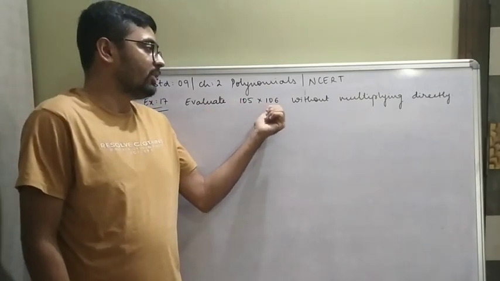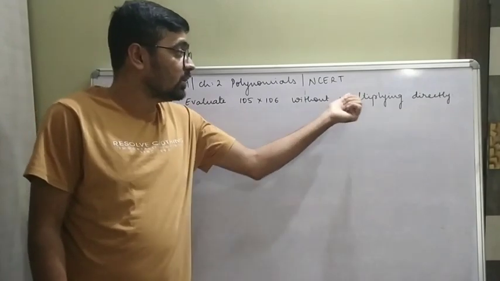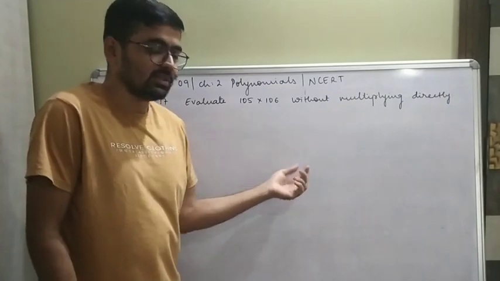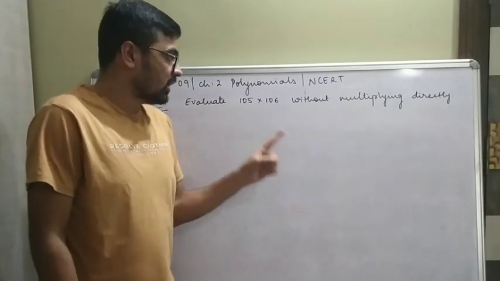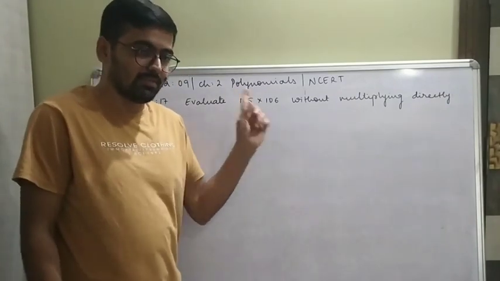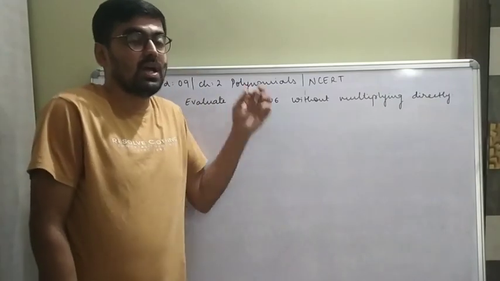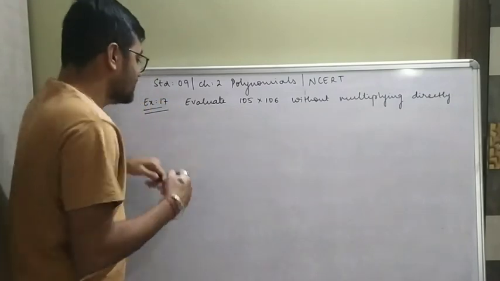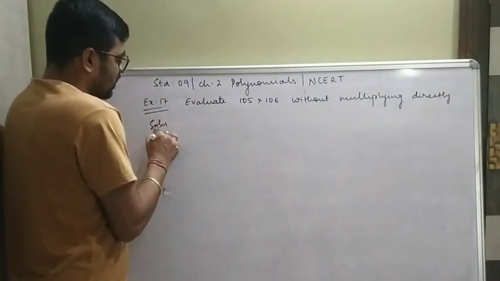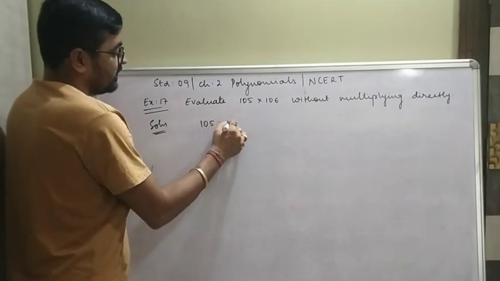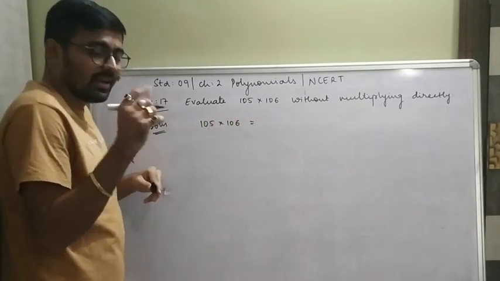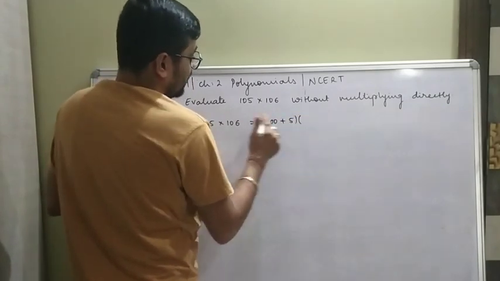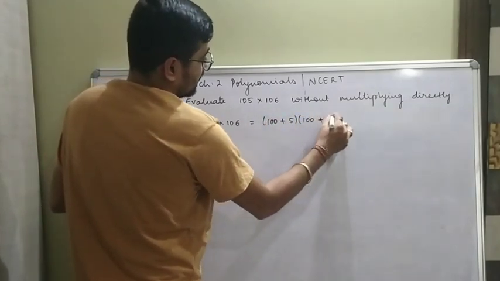Evaluate 105 into 106 without multiplying directly. We know how to multiply directly, like 105 into 106, and we can get the value. But here we are not supposed to multiply them directly. It means we have to use some identity from which we can solve it very easily. So how can we solve this? The numbers I have are 105 into 106. Can I write 105 as 100 plus 5 and 106 as 100 plus 6?